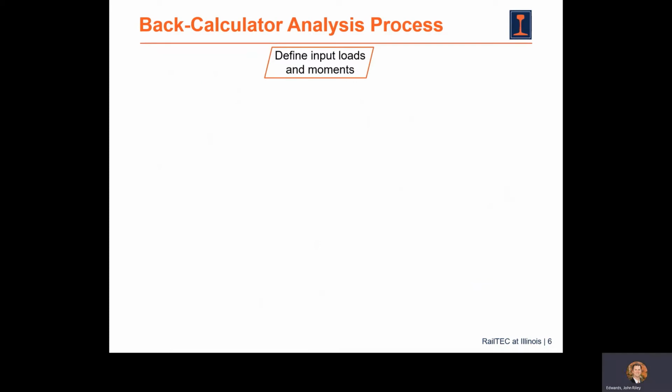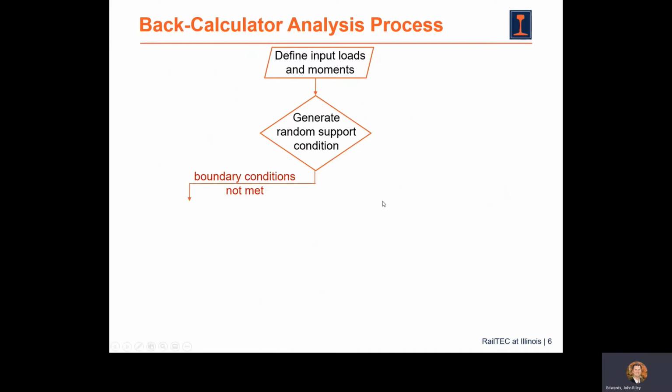So the way that the back calculator works is we define input loads and moments. Then after this, we generate a randomized support condition to describe the possible support that could be there. We determine if those aforementioned boundary conditions are met or not. If they are not met, we discard the support condition and we iterate.